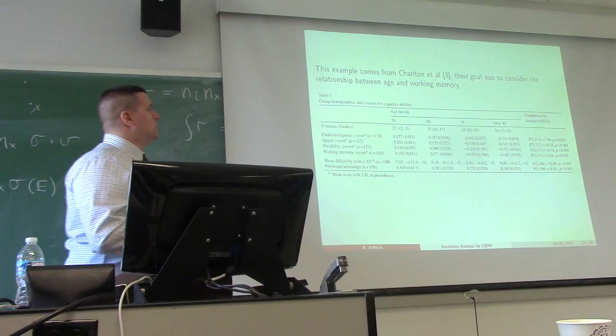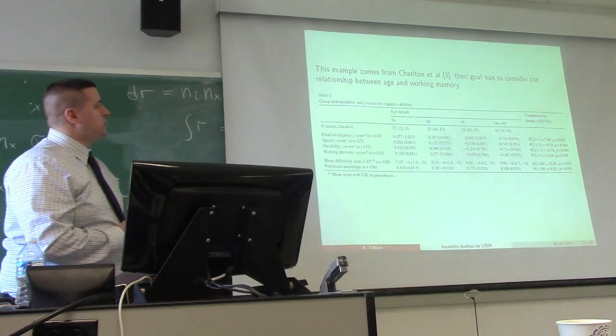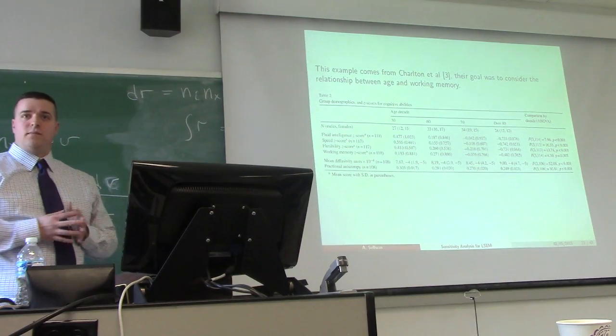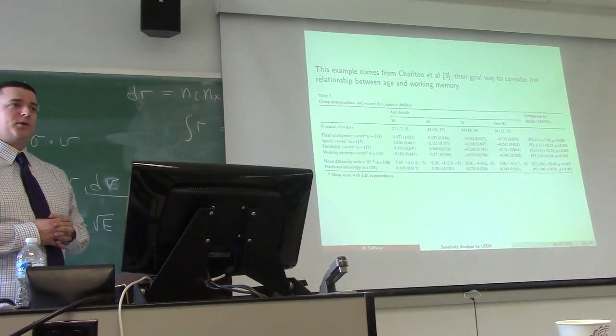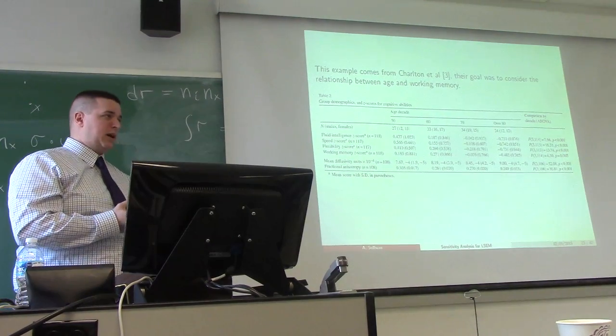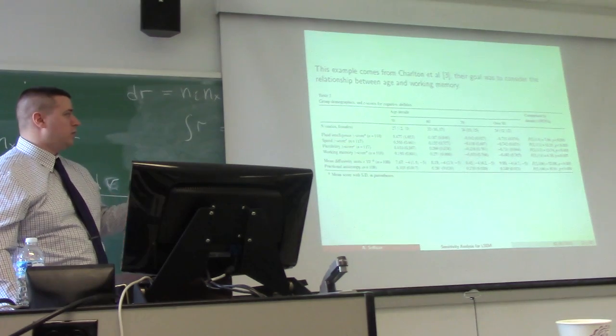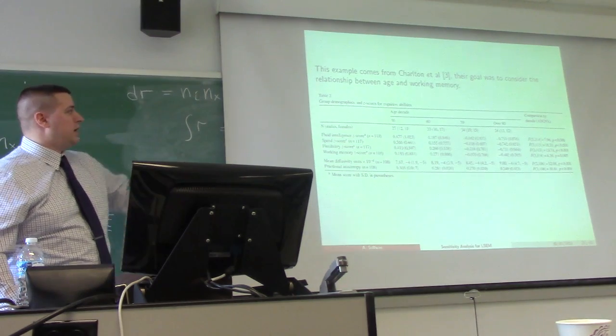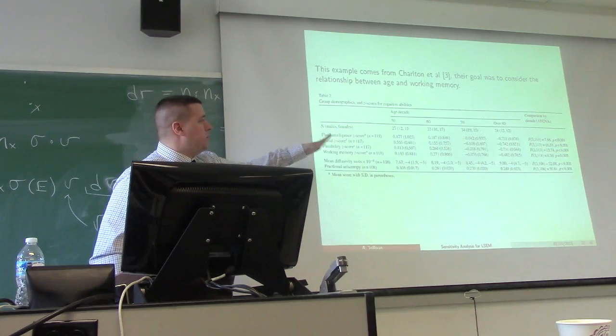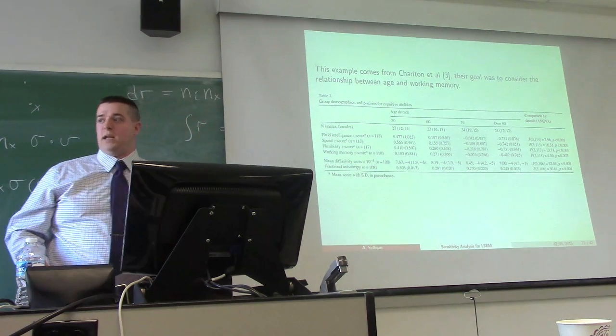So my example was looking at the relationship between age and working memory. Okay? So we know that as you get older, your memory starts to decline. And so this study was looking at this relationship between age and memory. Essentially they have people from 50 up into their mid-80s in this study.